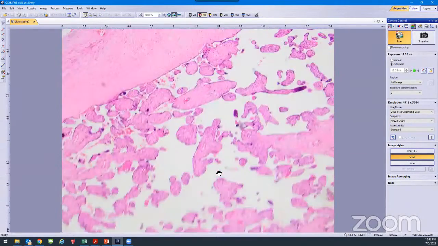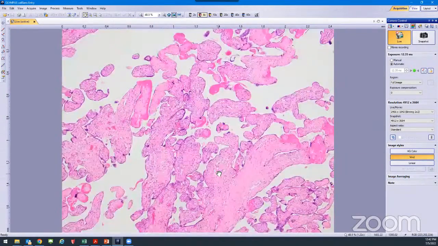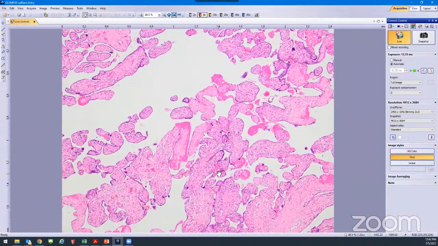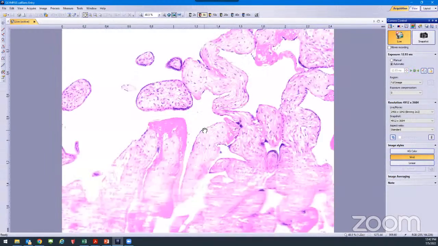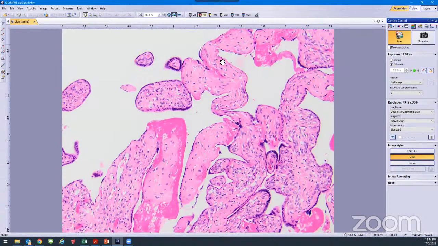And then finally, what I wanted to show you, you can kind of start noticing them even from low power. And the way I tell my residents to train themselves to find avascular villi is to start from low power, and then you see, oh, I have trouble picking them up. So now go to high power. Okay, now I can see I have these villi that are different than the villi around them, right? They don't have any blood vessels, and the stroma is kind of pink and hyalinized looking.